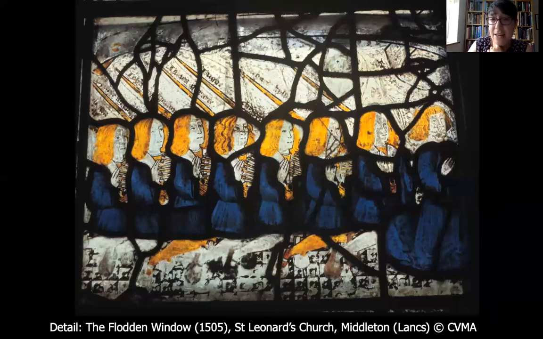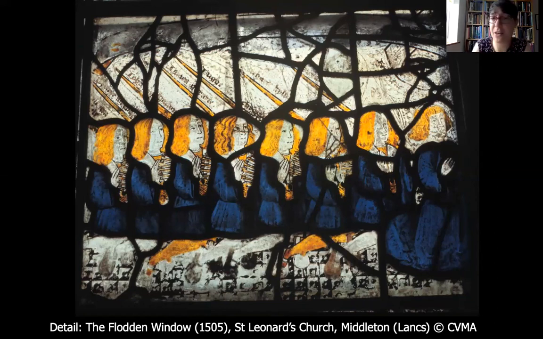This is a guild of local archers who went into battle, and it's thought that the window actually was put up before they went to battle. The inscription asks people to pray for them, and they did actually go to battle not long after at Flodden. But fantastic to see historic costume and actually weapons here in a local parish window.